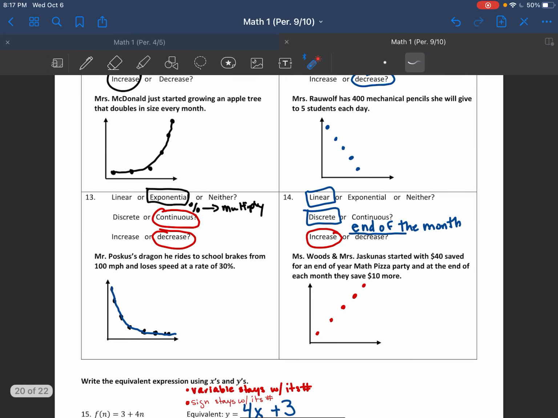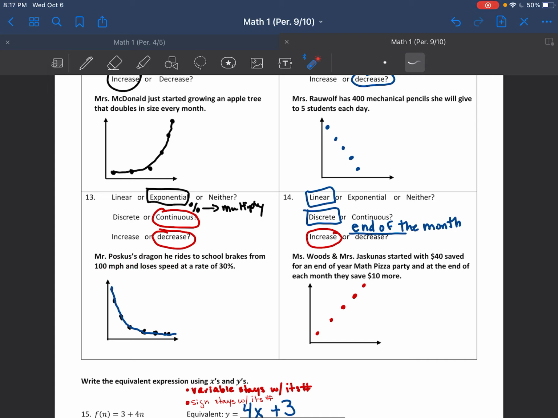13, Mr. Poskis rides a dragon to school that breaks from 100 miles per hour and loses speed at a rate of 30%. Exponential because percents always mean multiplying. Continuous because we measure speed. Decreasing because he's losing speed. Here's what a potential graph will look like. Curved, connected, and going down.